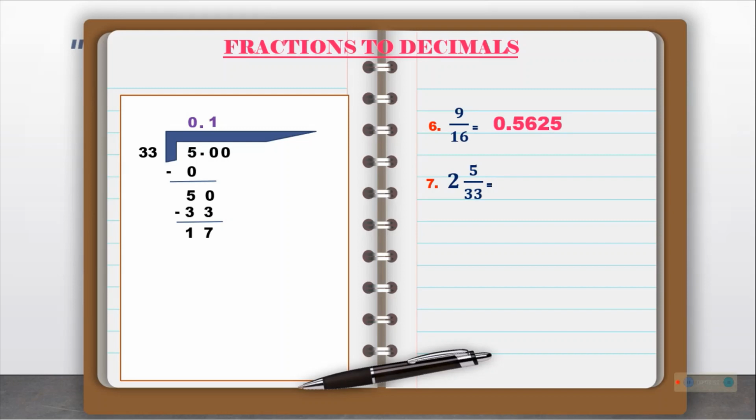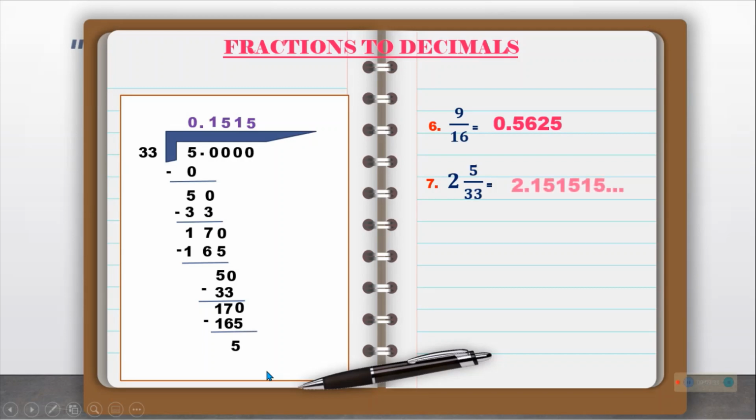Then add again 0. Then bring down 0. 170 divided by 33 is 5. 5 times 33 is 165. And then 170 minus 165 is 5. And bring down again 0. 50 divided by 33 is 1. And then 1 times 33 is 33 over 17. Then bring down 0. 170 divided by 33 is 5. 5 times 33 is 165. And then, paulit-ulit na lang siya.